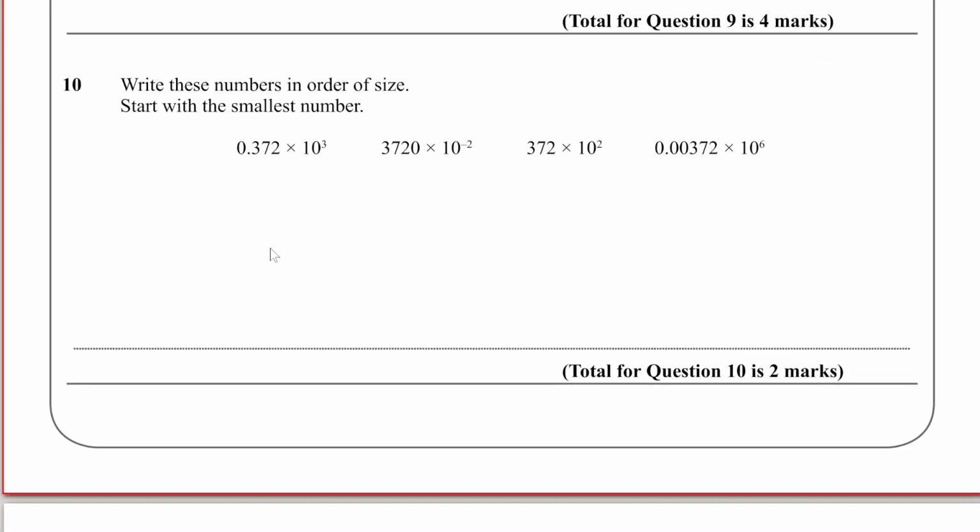Question 10. Write these numbers in order of size. Start with the smallest number. So we have a kind of standard form type question. We need to put these numbers as, let's write them all as ordinary numbers, and then we'll just be able to compare them. So 0.372 times 10 3 times. So 1, 2, 3, that would be 372.